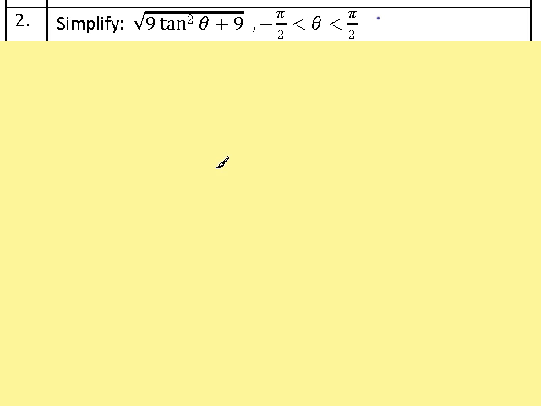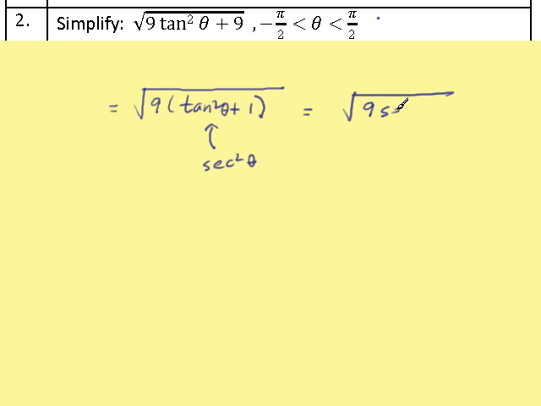And now in number two, we're going to do something similar to what we did in number one. First, we'll start by factoring out 9 underneath. And now we have a trig substitution. 1 plus tan squared theta is equal to secant squared theta. So this is the square root of 9 secant squared theta. And in this range, secant theta is positive, so we can just pop off that square root and we get 3 secant theta.